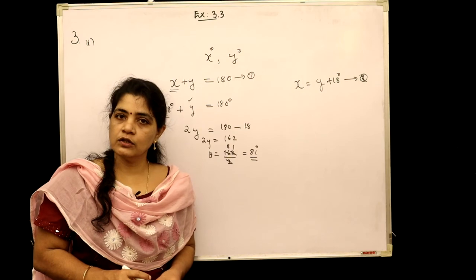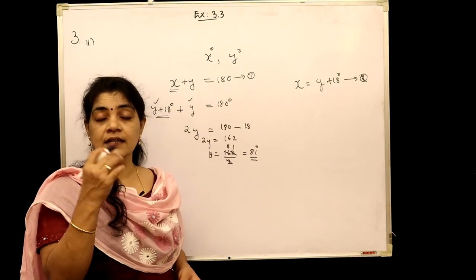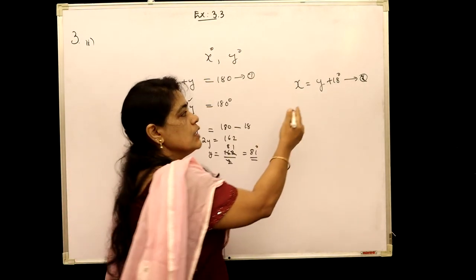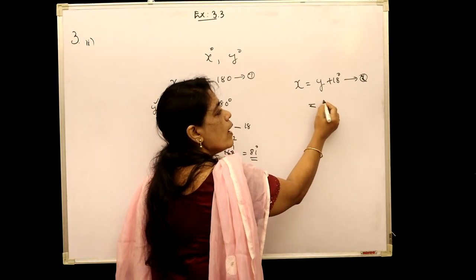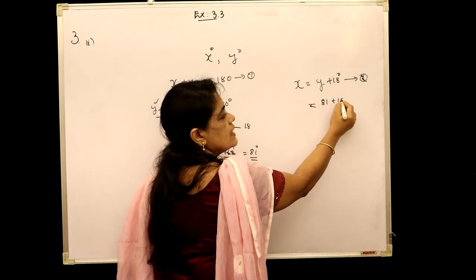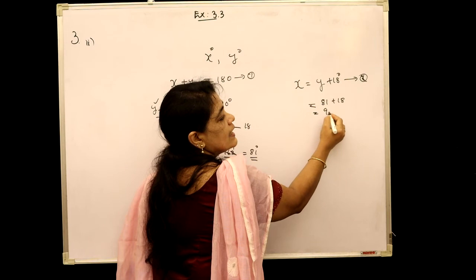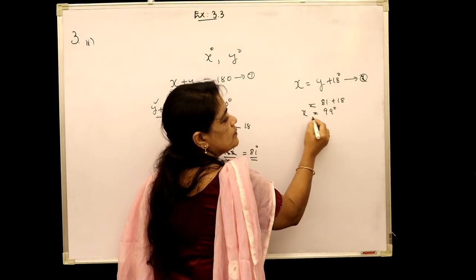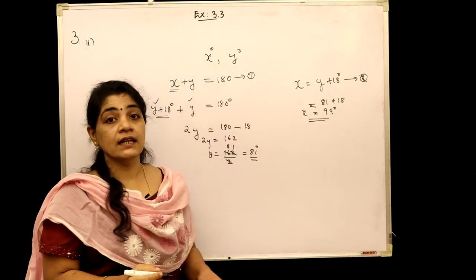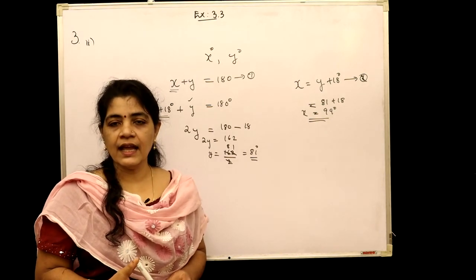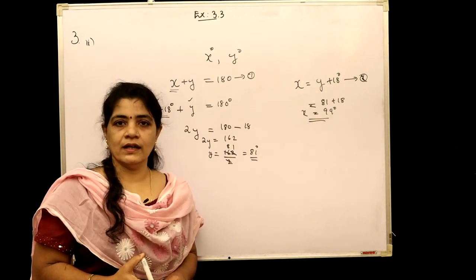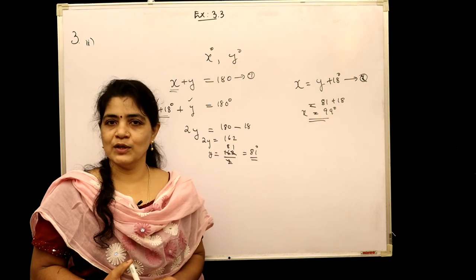So what is according to the question? The larger exceeds the smaller by 18. We have the equation, so x will be y, that is 81 plus 18. So this will be 99 degree. So the larger is 99 degree and the smaller angle is 81 degree. So this is all about the second question.